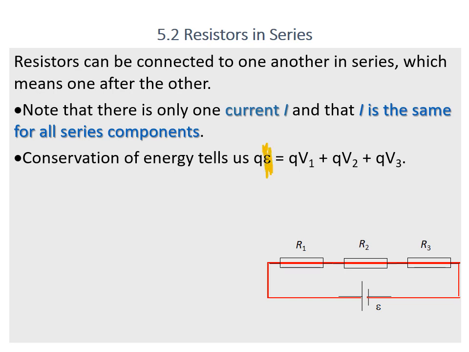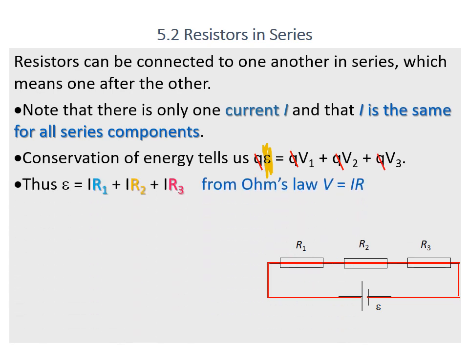Q times V is energy. So the energy from the battery has to equal the energy dissipated by each of the resistors. So the charge times the voltage drop for R1, plus the charge times the voltage dropped across R2, plus the charge times the voltage across R3 sums to equal the energy provided by the battery. And all of these charges are the same through R1, 2, 3. They all have to go in a line. They all come from the battery. That's why we can cancel.